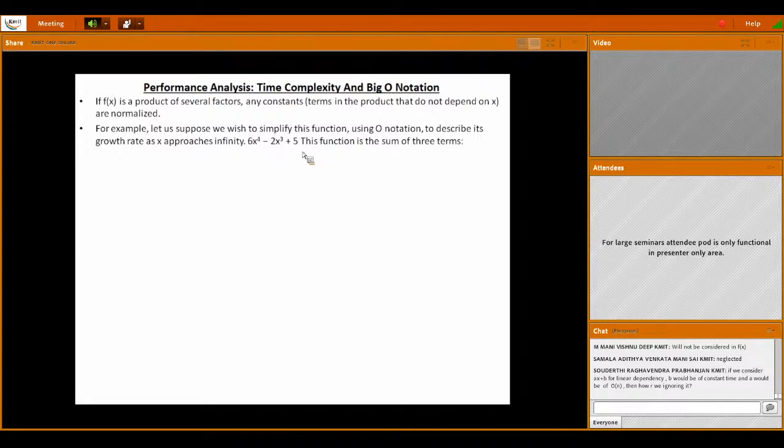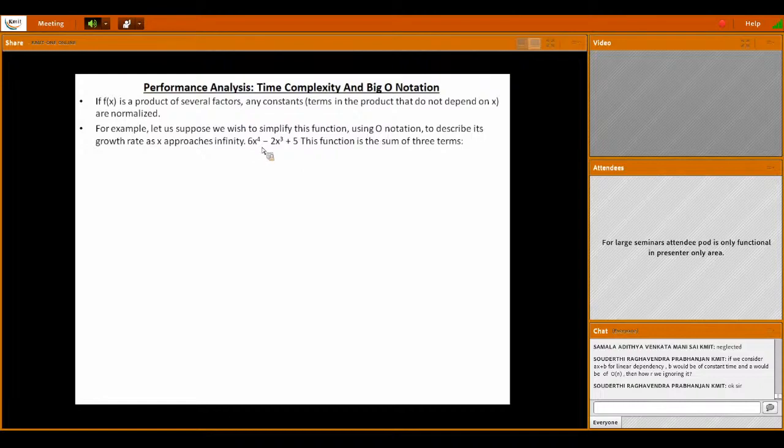Now, Raghavendra is saying, if we consider ax plus b for linear dependency, b would be a constant and would be of O(n). Then how are we ignoring it? Yes, I'm coming to that. Raghavendra, your question will be answered in this example or the other examples we'll be taking very shortly. So hold the line. I'm not ignoring your question. It is very much at the back of my mind. The answer is in this example itself.